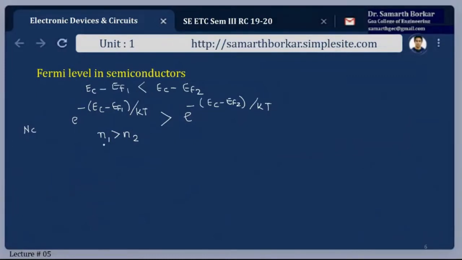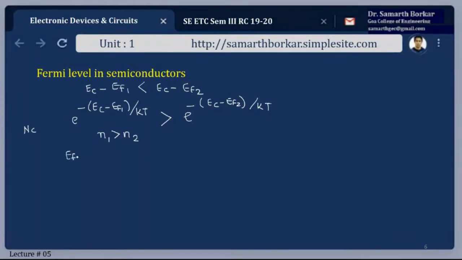Now, what this tells you, when I say case 1, when the Fermi level is close to the conduction band, the number of electrons will be more as compared to when the Fermi level is away from the conduction band. Okay. All this while we are discussing the electron concentration. And similarly, we can talk about the hole concentration.